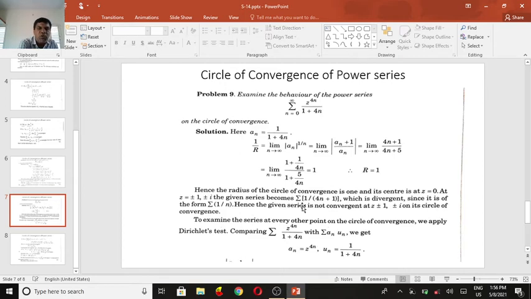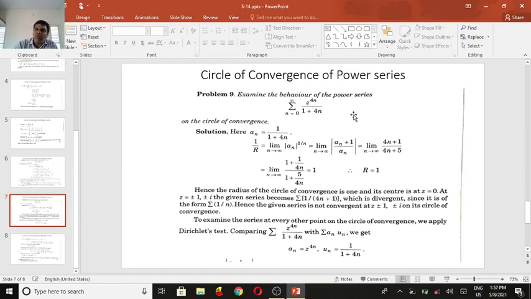It is of the form 1 by n. So this is a divergence, since it is of the form summation 1 by n. Hence the given series is not convergent at z equal to plus or minus 1, plus or minus i, on its circle of convergence. So it is of the form 1 by n, and 1 by n is divergent.